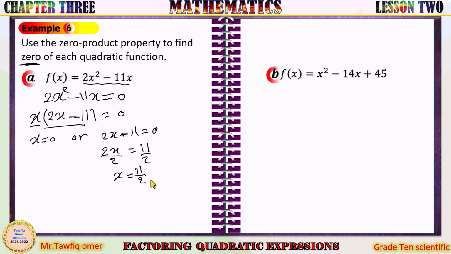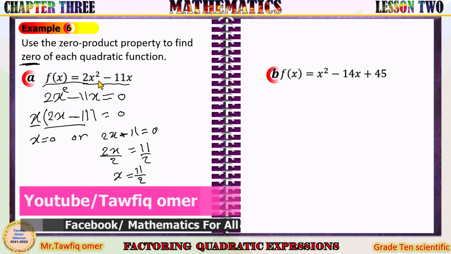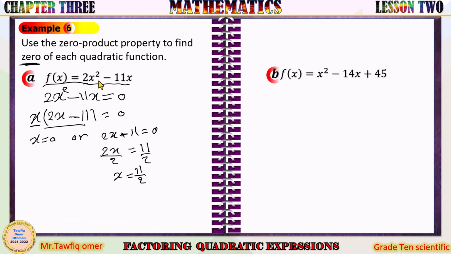That means this function has two roots. One of them is 0 and the other is 11 over 2. Or we can say that this function has two zeros, x equal to 0 and x equal to 11 over 2. Or we can say that this function has two x-intercepts, one of them x equal to 0 and the second one x equal to 11 over 2.